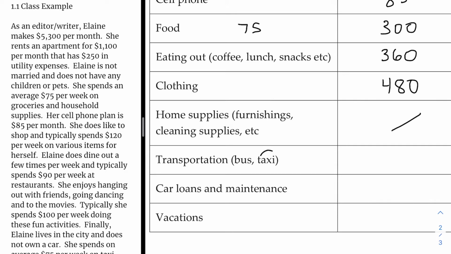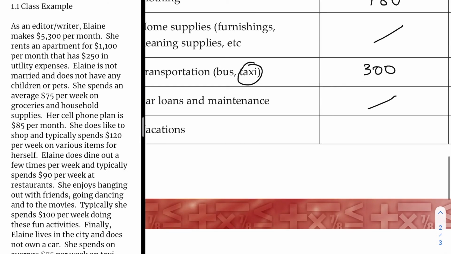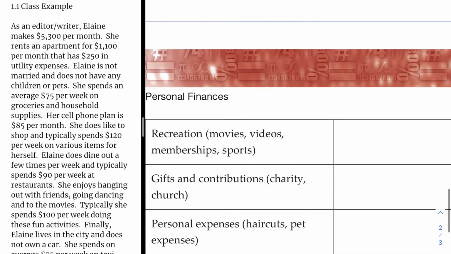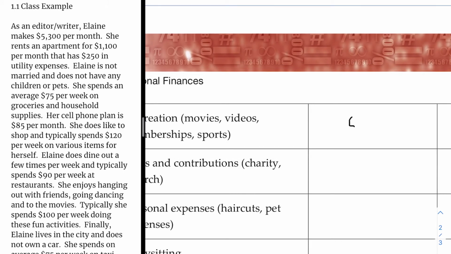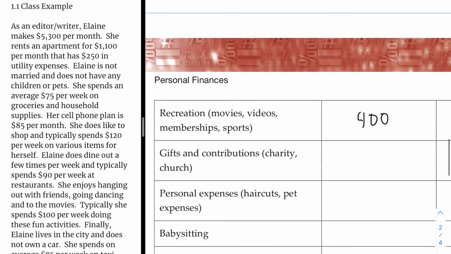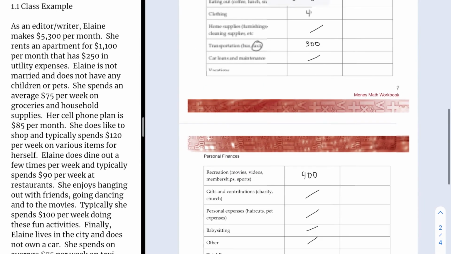Transportation, there you go, that's a good one. She doesn't have a car, so no car loans or maintenance, but she does take the taxi. She lives in the city, so that's $300 a month for taxi fare. Again, that's $75 a week times 4 weeks. Recreation, that would be things she does for fun and so forth. It tells us she hangs out with friends, goes dancing, and to the movies. $100 a week would be $400 a month. Doesn't tell us anything about gifts and contributions. Doesn't say anything about haircuts or anything like that. I'm sure she does. But no pets, no babysitting. Doesn't say anything about other. And there we go.